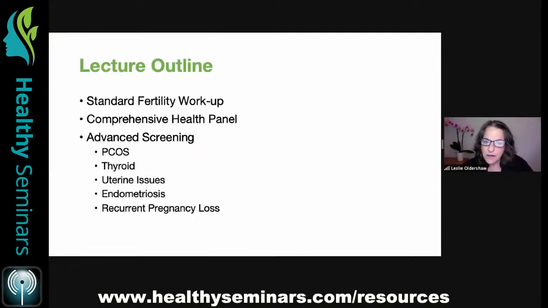This is what we're going to be going over. We're going to start with the standard fertility workup, and we're going to follow that with a comprehensive health panel, which is also called functional blood chemistry. And those two sections are the testing that we do on all of our patients in the clinic. And then the third section, advanced screening, is for specific issues that we test on a case-by-case basis.